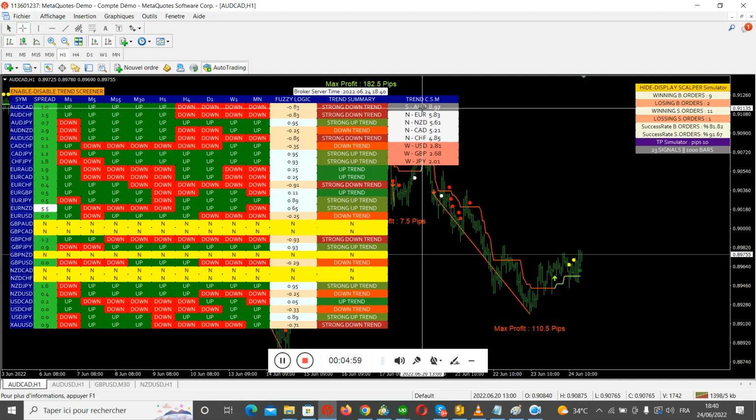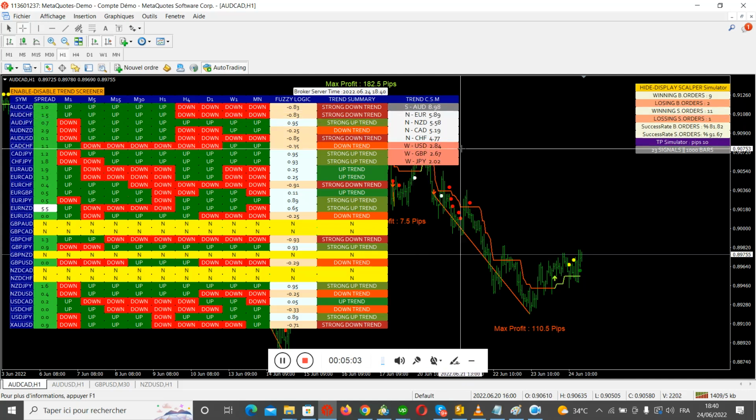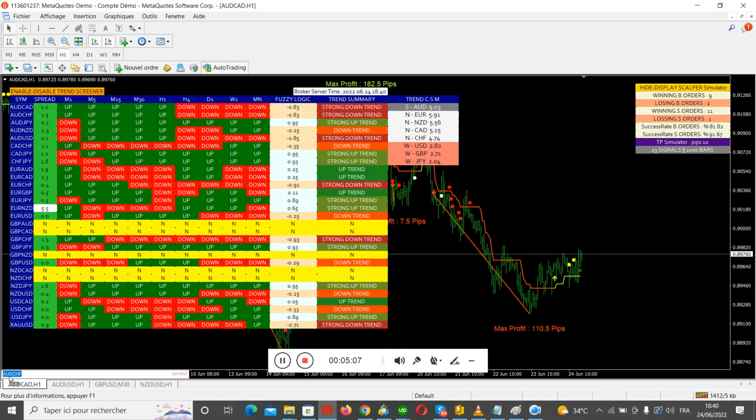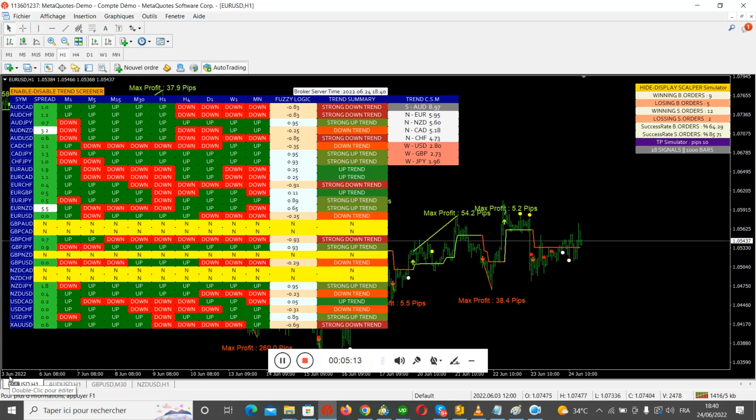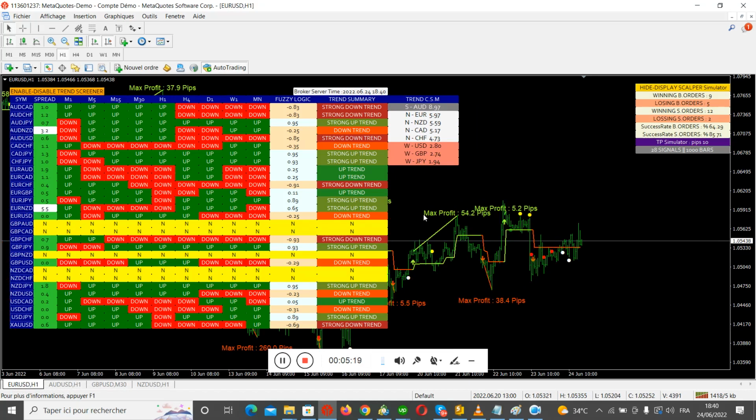If we get back and see, for example, here, the euro also is a strong currency today. Let's check euro USD. This is euro USD. It's in a consolidation phase, so it's not recommended to trade that pair. It's in a consolidation phase here between the euro and the USD.